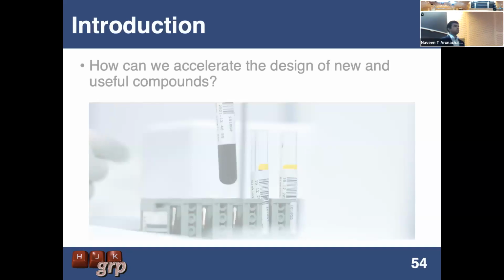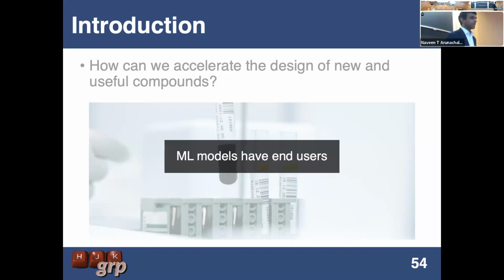So let's go back to our original slide at the beginning. Our main question was how we can accelerate the design of new and useful compounds. But over here, we're making a lot of machine learning models, and we're doing a lot of computation. And the idea is to eventually propose some candidates that will be screened in an experimental setting to validate their usefulness. And this reminds us that the machine learning models that we develop have end users. And these end users are people in experimental labs who want to find lead candidates to study.